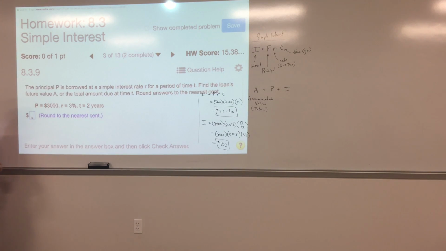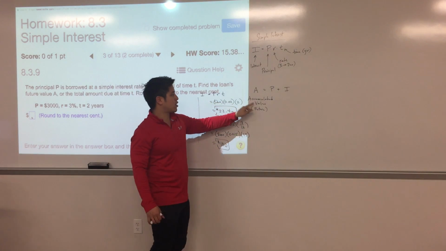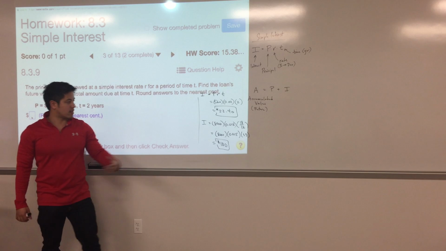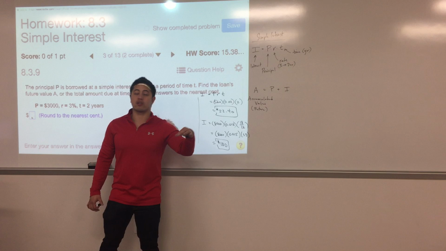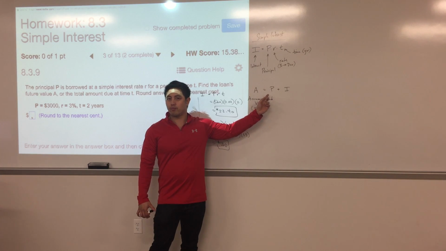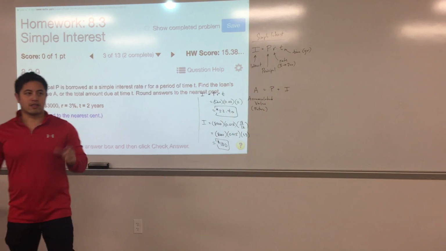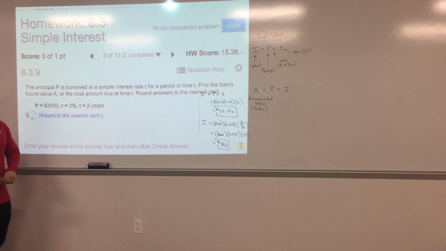And this problem says, find the loan's future value. What's another word for future value? Accumulated value, right? The accumulated value is not just the interest like we calculated in the two previous problems. It's the interest plus, what's the key word? What's the P called? Principal. Accumulated or future value is the sum of principal and interest. Okay, so let's go do this.